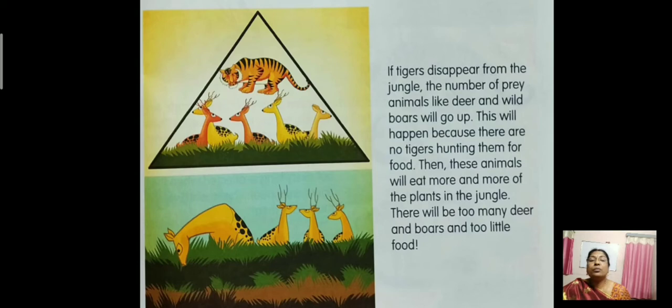So when there are no tigers, when these tigers don't eat up the wild boars and deer, then the wild boars and deer will increase. Then these animals will eat more and more of the plants in the jungle. What these deer will do, you can see down, they are eating the plants. More and more they will eat. So there will be too many deer and boars and too little food. More deer means they will go on eating the plants, so for them the food will be decreasing. They will have less food.